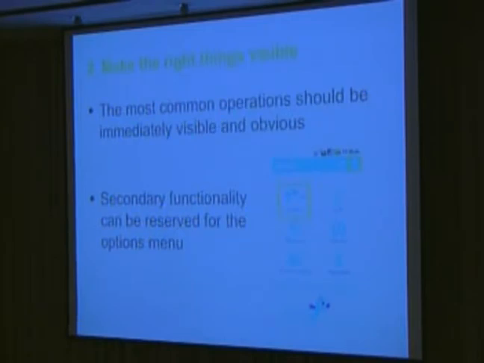Another thing is make the right thing visible. What that means is show all the most common operations in your application in the dashboard. By the way, this is a Twitter application developed by Google together with Twitter, and it's going to be open sourced very soon. So you can look at all the code and at all these design patterns we are using in this application. For all the secondary functionality, try to keep it in the option menu instead of showing it on the front page.